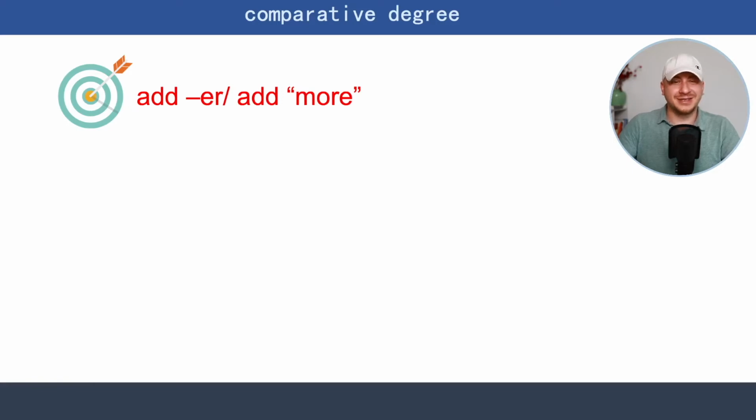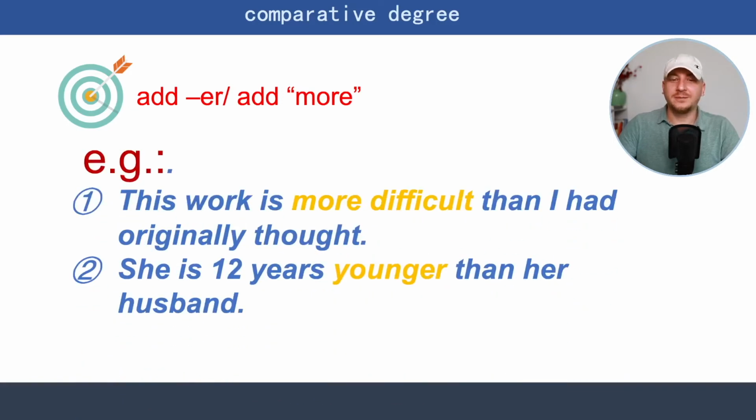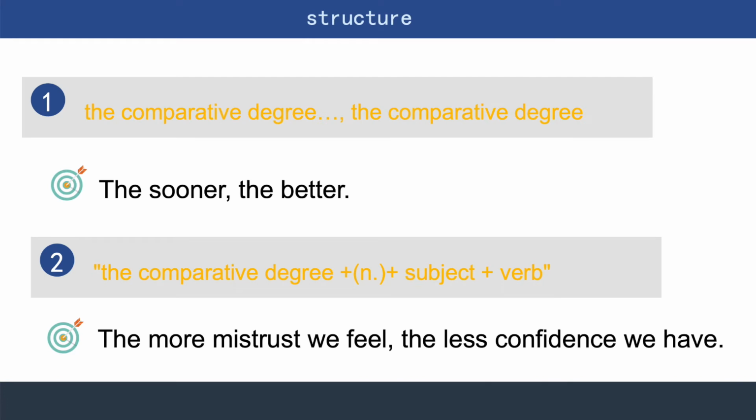All right, let's look at the examples. This work is more difficult than I had originally thought. Okay, so more difficult. So that is a three-syllable adjective. She is 12 years younger than her husband, right? Young, one syllable adjective. So we add ER. We can use the comparative degree plus another comparative degree to say that things change in relation to each other.